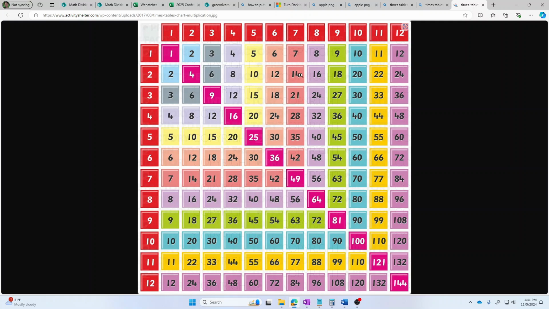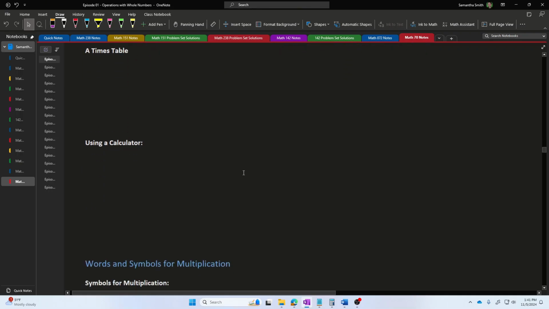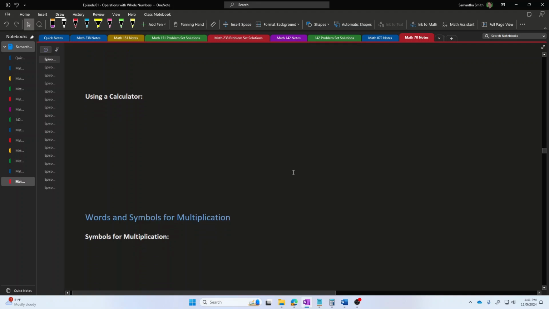You can also do it in the other order, where you have a row of 7 and a column called 2. If you do it in the other order, 7 times 2, you get the exact same answer, 14. So multiplication is similar to addition, where you can do it in any order and you'll still get the same kind of answer. It's also possible to do multiplication on a calculator.